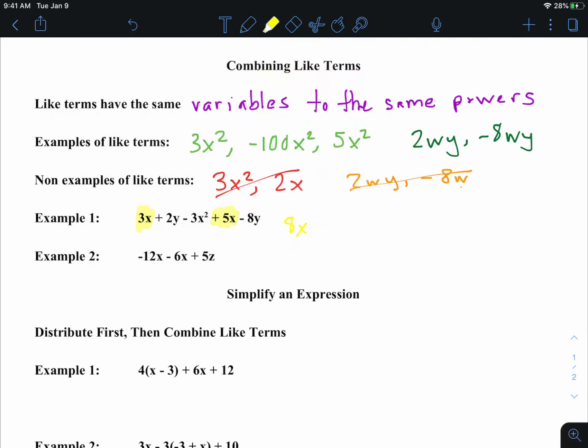Okay, now I'm going to look at the plus 2y here. Any other terms that have y's? Yes, there's a negative 8y right here. So I have positive 2y and negative 8y. So 2 minus 8 is negative 6. I must have negative 6 y's.